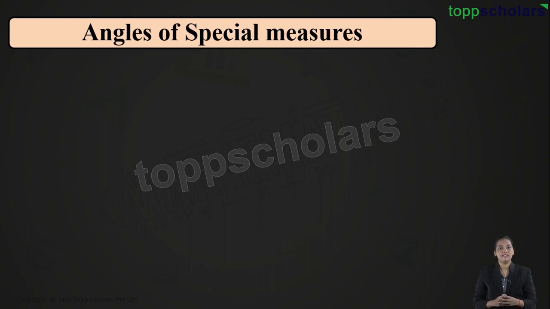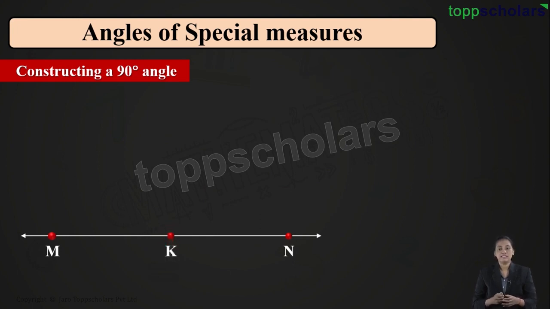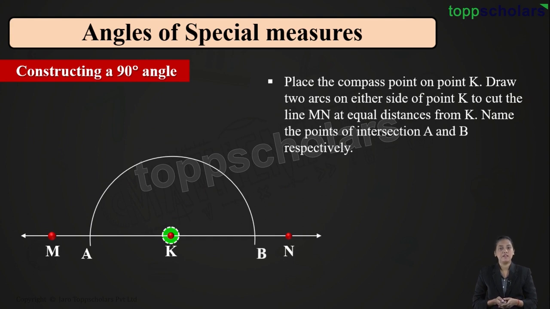Now, let's see another example. Construct an angle of 90 degree. Let's see how to do it. So first and the common step, we have to draw a line MN and take a point K anywhere on the line. Now, the next step is to place the compass at point K and draw two arcs, on either side of point K, like this. And we will name them A and B respectively.